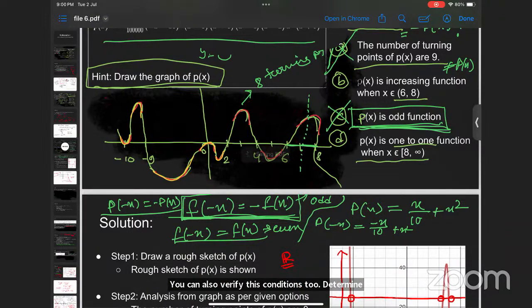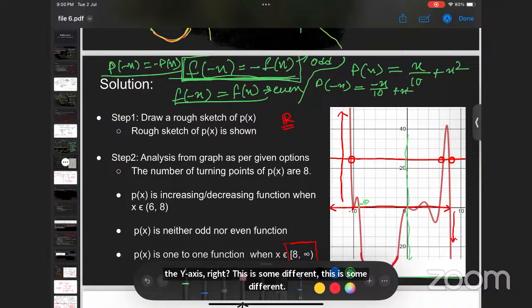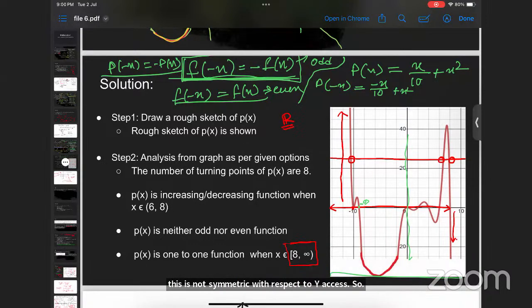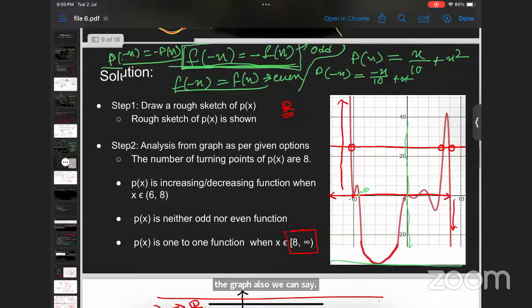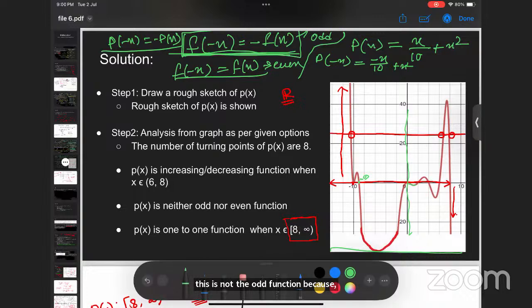So again, if you see this graph, it is not symmetric with respect to the y-axis, right? This is some different graph, so obviously this is not symmetric with respect to the y-axis. So from the graph also, we can say this is not an even function. Also, this is not an odd function because if it were an odd function, then you would have a similar kind of graph on the positive side, like this.